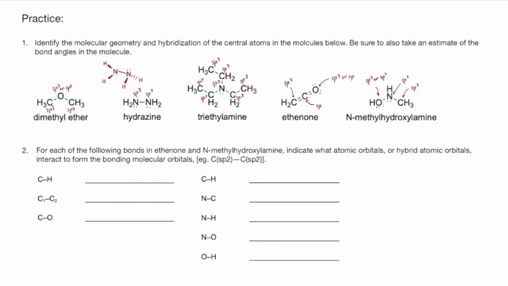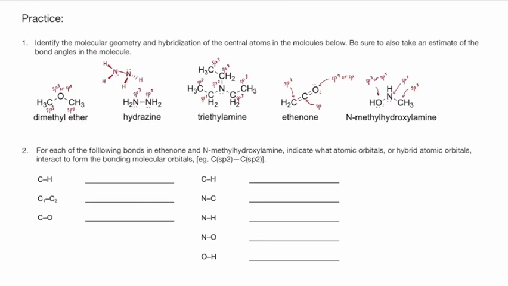Let's move on to the next question. For each of the following bonds in ethanone and N-methyl hydroxylamine, indicate what atomic orbitals or hybrid atomic orbitals interact to form the bonding molecular orbitals. Again, feel free to pause the video and try these problems on your own first.